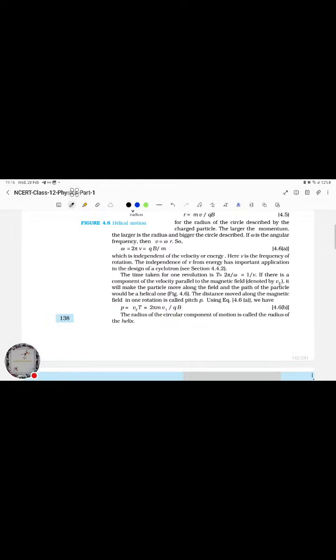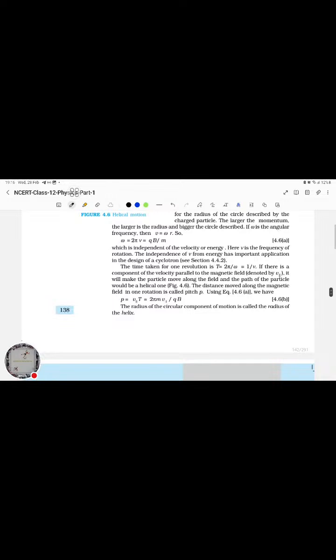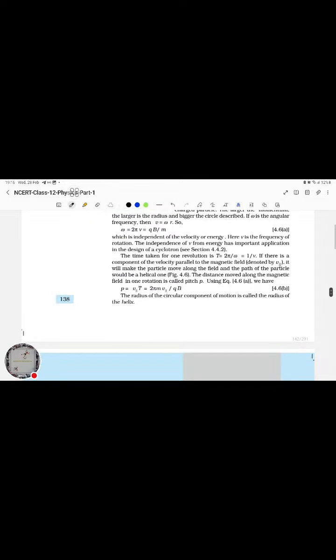The frequency is independent of what velocity the particle is moving with, that is the amount of kinetic energy it is moving with. So basically it is independent of the amount of energy that is being attained by that particular particle. So the time taken for one revolution, T, is equal to 2 pi by omega, which is going to be equal to 1 by nu.